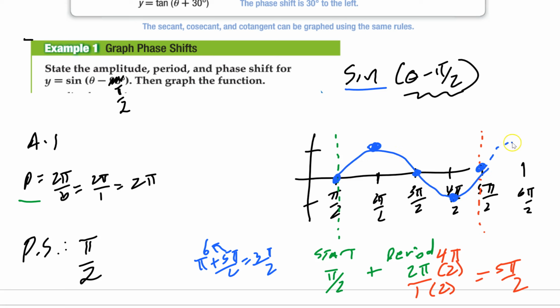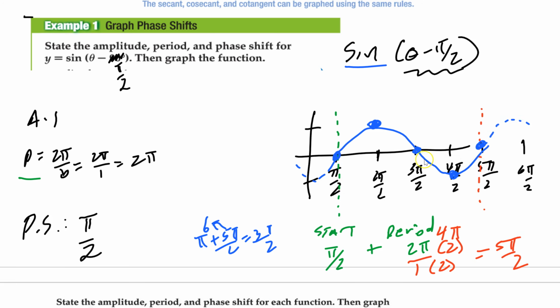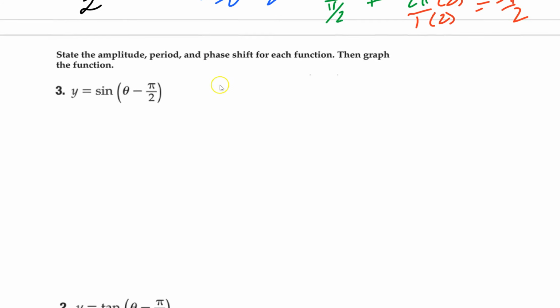And again, this graph goes on forever and ever in the back. But that's how you do a phase shift. It's all about inside opposites, so move it that way, and then add the period. Add the period to your starting point, and that's how you get your end point. Let's do another one. We pretty much already did that.